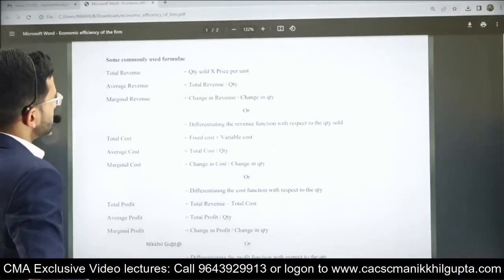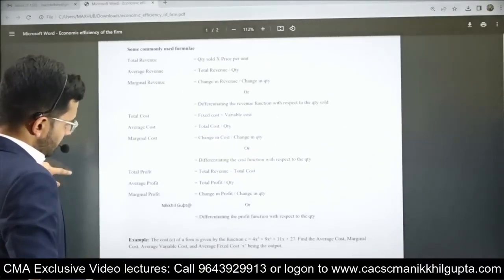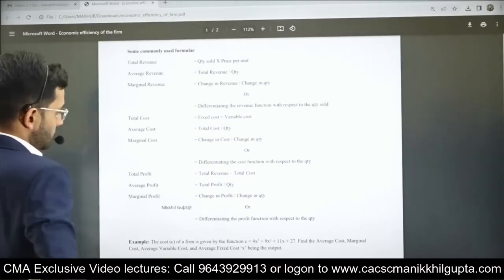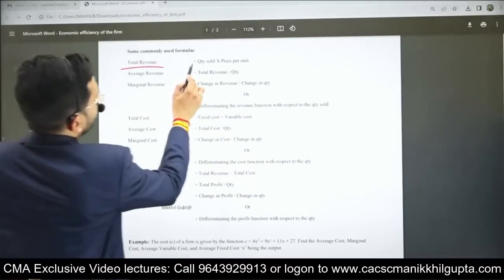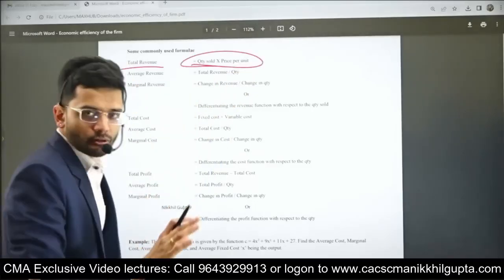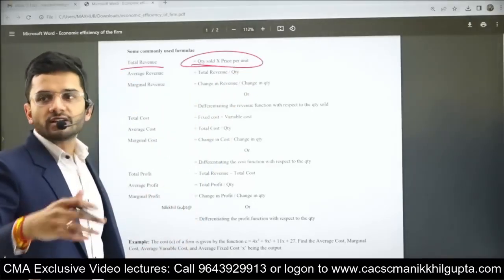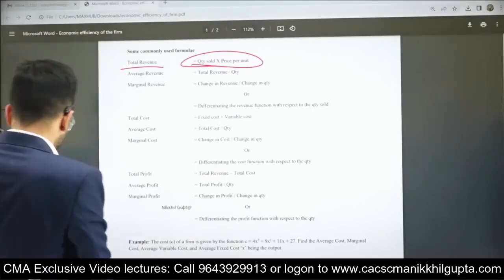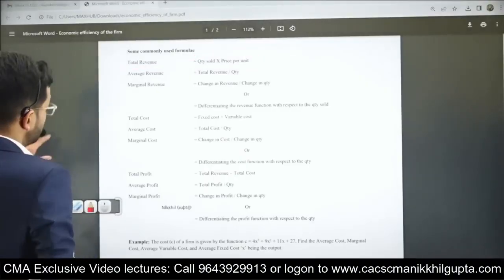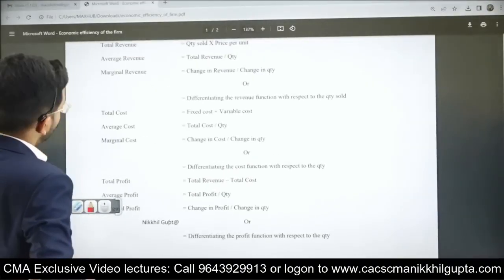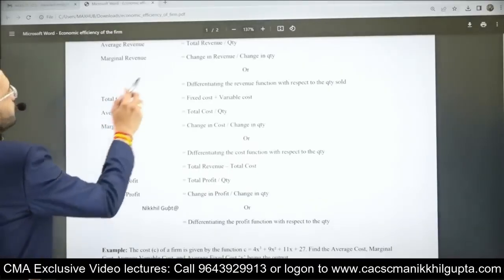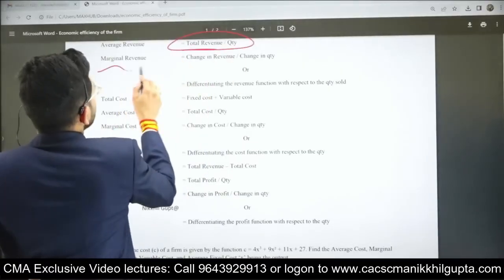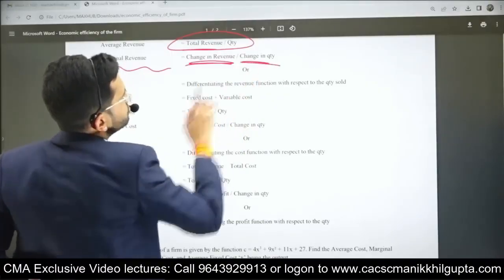There are certain common terms which we should be aware about before we start dwelling into this particular chapter. Total revenue is quantity sold multiplied by price per unit. These are common terms which you have already studied in your 11th or 12th standard. There is nothing very different or difficult. Then we have average revenue, which is total revenue divided by quantity. Marginal revenue is change in revenue divided by change in quantity.